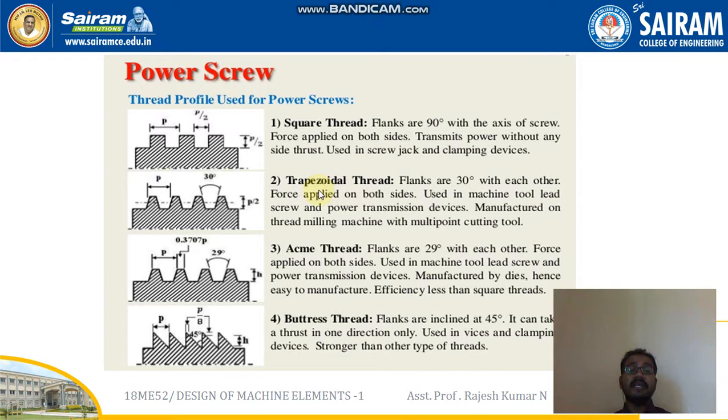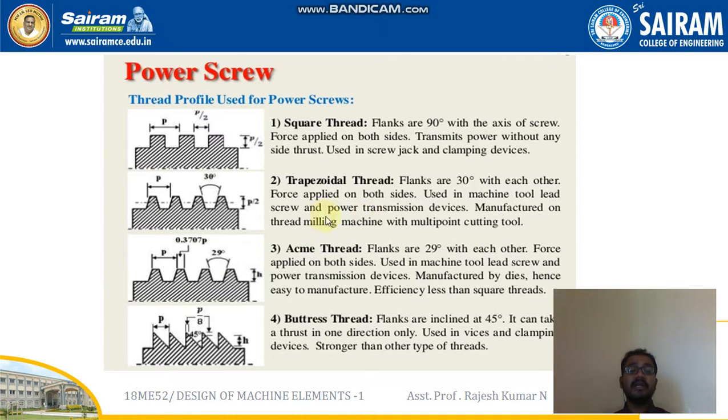Moving to the second type, that is the trapezoidal thread. Flanks are 30 degrees with each other, force applied on both sides, used in machine tool, lead screw and power transmission devices, manufactured on a thread milling machine with a multi-point cutting tool. And third one is acme threads. Flanks are 29 degrees. You can see both trapezoidal and acme threads look almost similar except for the small flank angle. In case of the trapezoidal it is 30, for acme it is 29 degrees. Force applied on both sides, used in machine tool, lead screw and power transmission device.